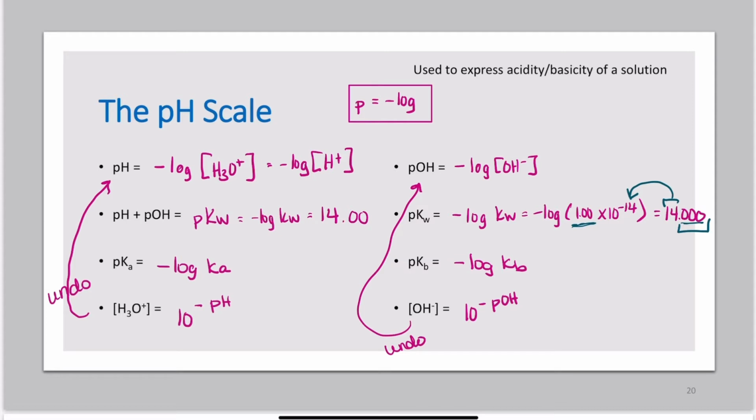How do I find my hydroxide concentration if I have my pH? 10 raised to the negative pH. I'm undoing that log, and then I have to do that negative sign as well. Hydroxide concentration, 10 raised to the negative pOH. Otherwise, memorize. You do need to know these equations.